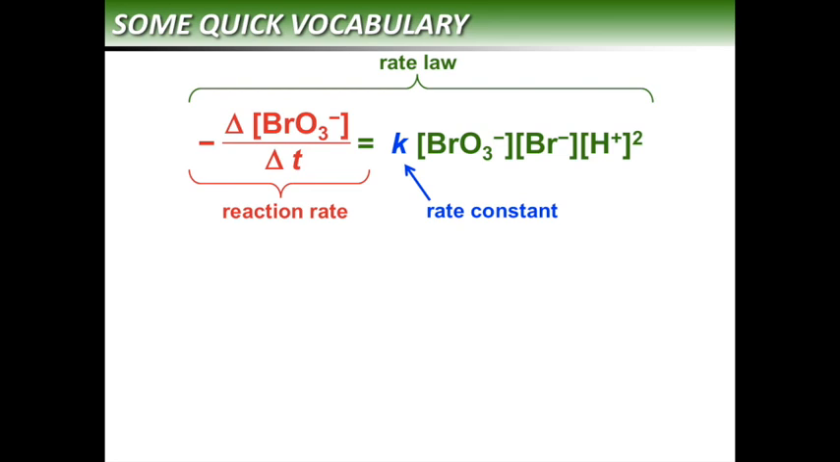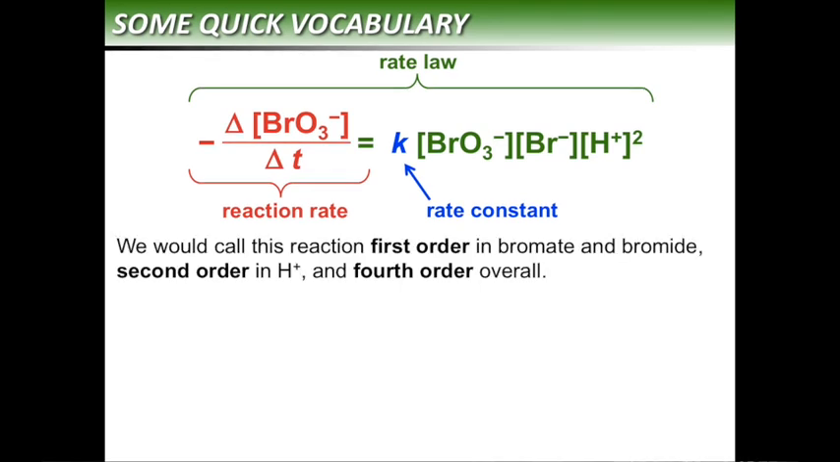What we do see from this rate law, and the way we would express this verbally, is that this reaction is first order in bromate and bromide, because we determined that the exponent should be a 1. It is second order in H+, that is, it's not just the rate being proportional to H+, but it's proportional to the H+ concentration squared. And when I add up all of those, it tells me that the reaction is fourth order overall.